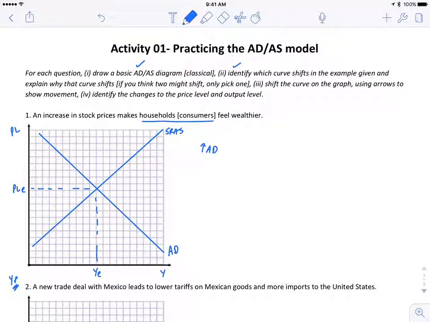Okay, so an increase in stock prices makes consumers feel wealthier. If we have our big buckets, our big categories of consumer, investment, government spending, or net exports minus imports, this definitely is going to fall with consumer spending. And to make the argument a bit more granular, you want to think about what about consumer spending it might affect. So this might be something that, as households feel wealthier, you have a decrease in the level of indebtedness.